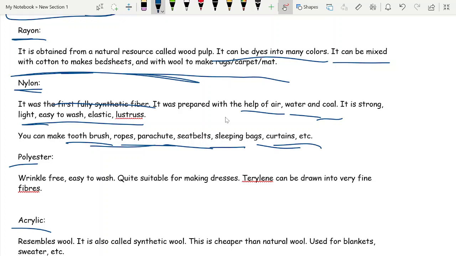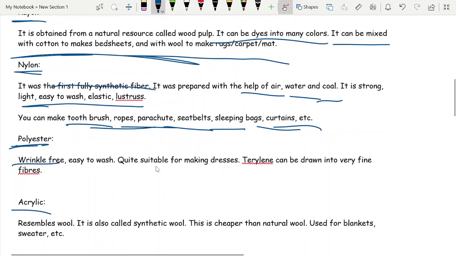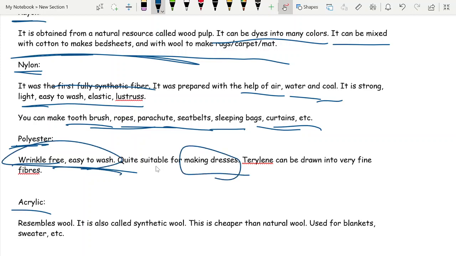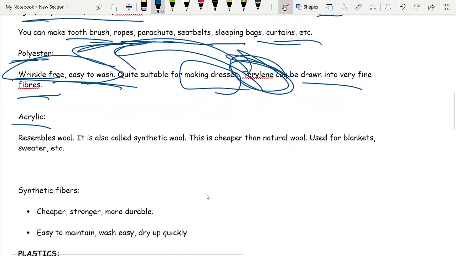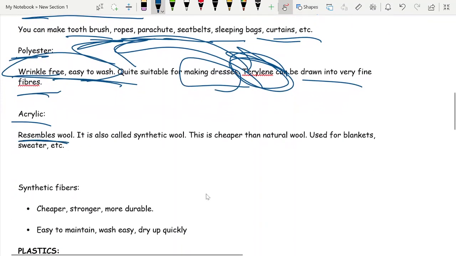out of nylon. Now polyester time. Polyester is wrinkle-free, easy to wash, and quite suitable for making dresses because of these properties. Terylene can be drawn into very fine fibers. Now terylene is a type of polyester, so it's basically a type of polyester and can be drawn into very fine fibers, basically. Alright. Acrylic resembles wool.